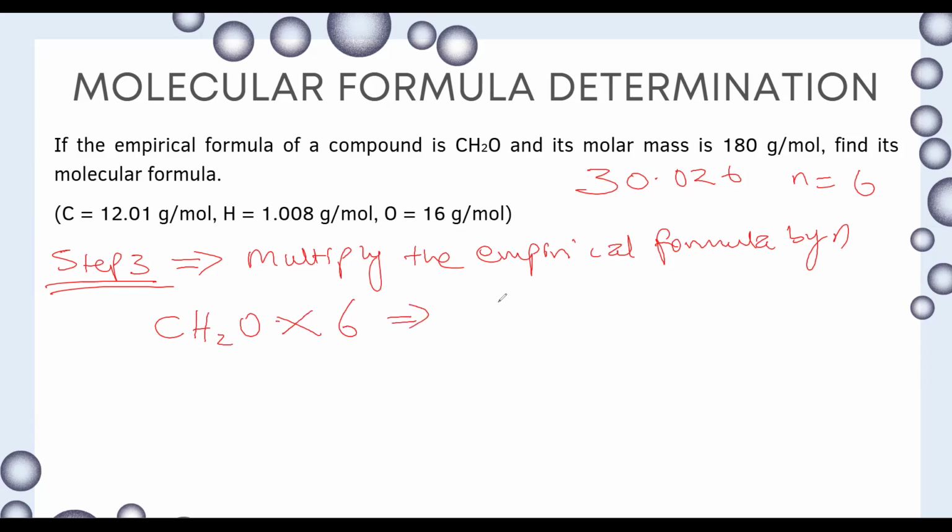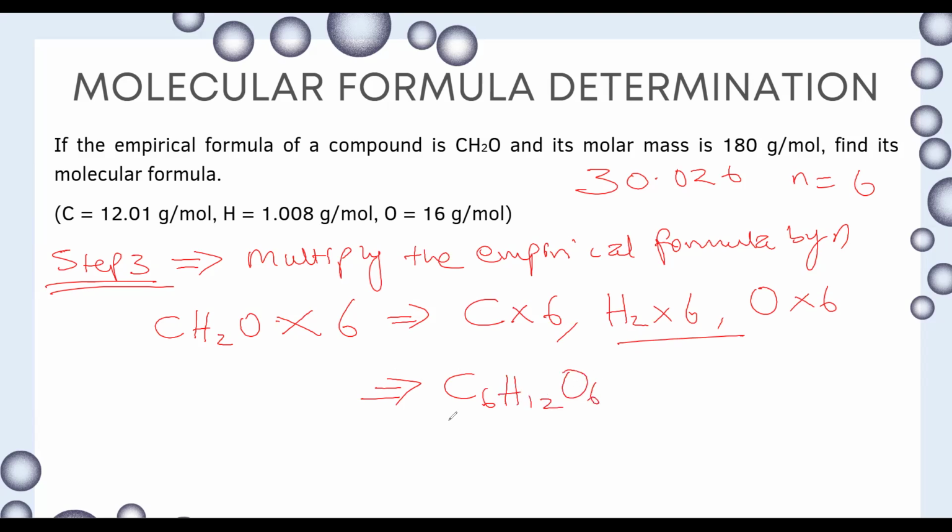Multiplying it by 6 means I'm going to have C times 6, and I'm going to have H2 times 6, and I'm going to have O times 6. So finally, I end up with this. C multiplied by 6 gives me C6. H2 multiplied by 6 gives me H12, and O multiplied by 6 gives me O6. This is the molecular formula. Nifemi, do you get it now? Yes, sir.